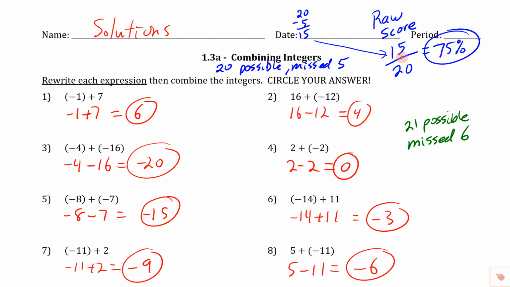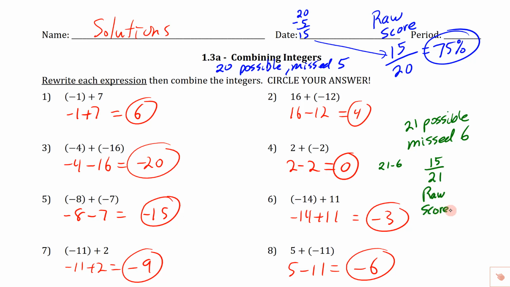Now, it's pretty easy when it works out like that. A nice even number like 15 out of 25 works really well. But let's say there were 21 points possible and we missed 6. So let's compute a raw score for that. We're going to take 21 and subtract 6. So we end up with 15 again. But this time the number of points possible is 21. So this is the raw score right here.